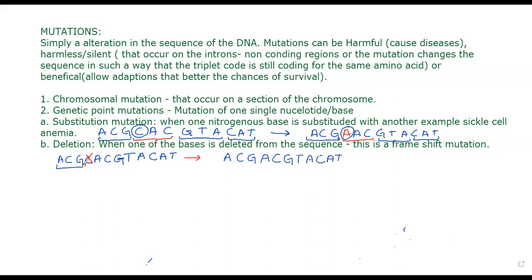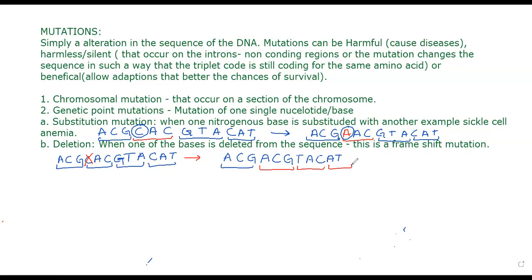This is one triplet code. This is another triplet code. This is triplet code number 3. And this is triplet code number 4. Now, the first one is the same, ACG. But after that, instead of CAC, we have ACG. Okay, fine. Then what about the one after that? Instead of GTA, we have TAC. Then instead of CAT, we have AT whatever. This is a frame shift mutation.